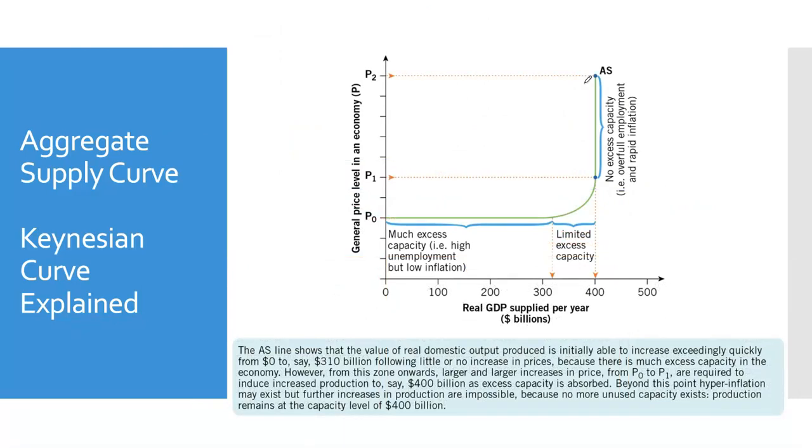And this slide, you might want to pause, explains it. There is much capacity in section 1, high unemployment, low inflation. The ability to make more is an easy proposition for businesses. Limited excess capacity means that they are only going to keep producing more goods if they get to see price rises. And then there is no excess capacity at this price level, at this real GDP value here. So you can see this economy's productive capacity is $400 billion worth of goods or services. They cannot create more than that.